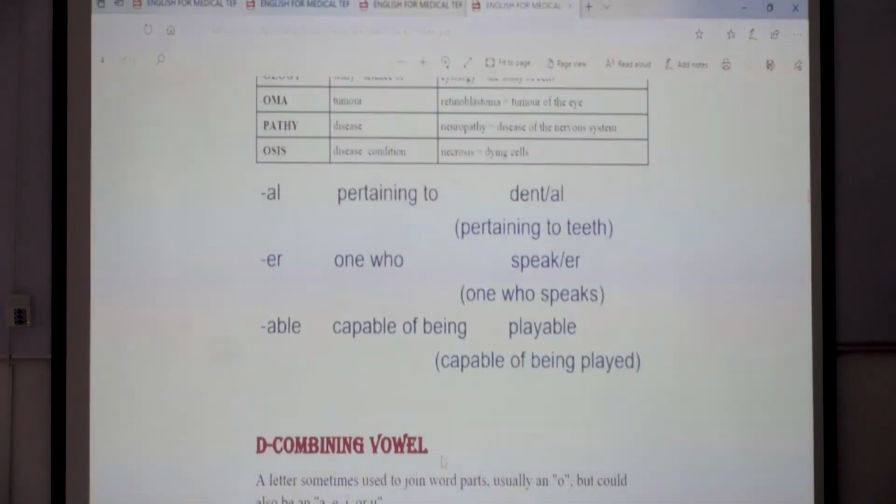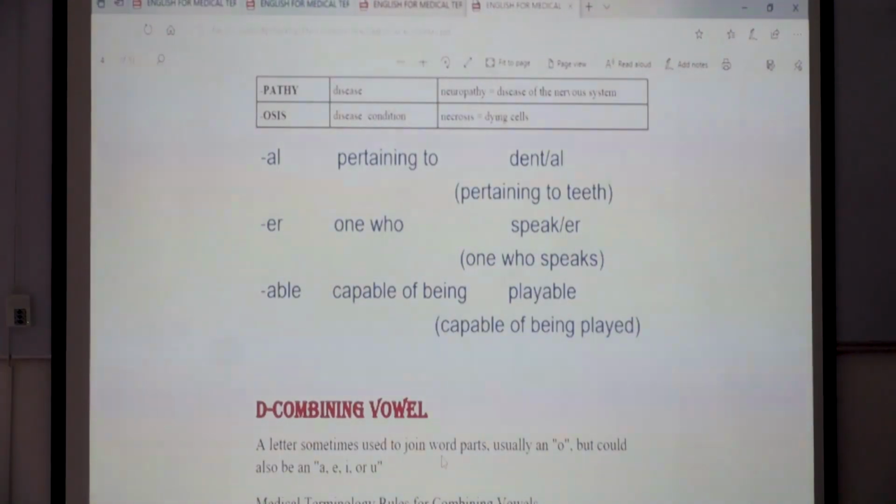Another example we give, like AL, pertaining to dental, pertaining to the teeth, or ER, who, the speaker, who, that mean who that speak, the speaker, or ABLE, ably. You see like this, playable. You see, which is capable to play. واضح? Is it clear? Any question? Okay.